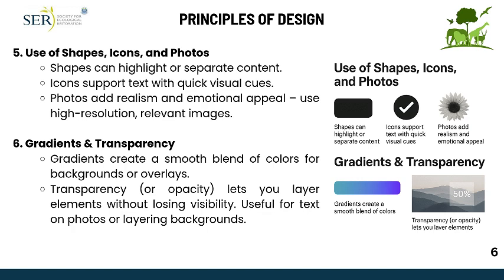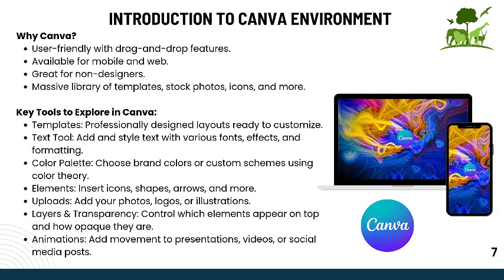Next slide. Still on the principles of design, we have the use of shapes, icons, and photos to highlight separate context; icons support photos, etc. We have gradient and transparency. Transparency is how you want your text to appear. If you want it 100%, or dim, you reduce it to 50, 30, whatever you want. Transparency, or opacity.